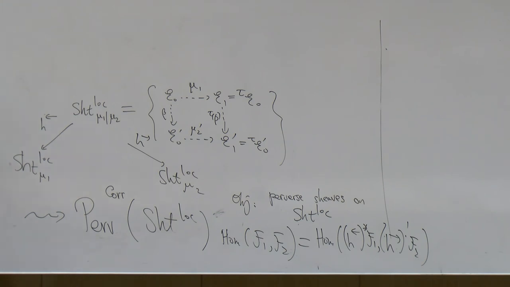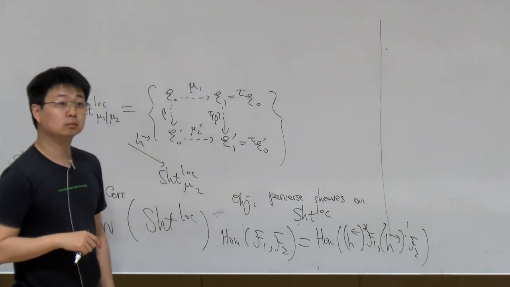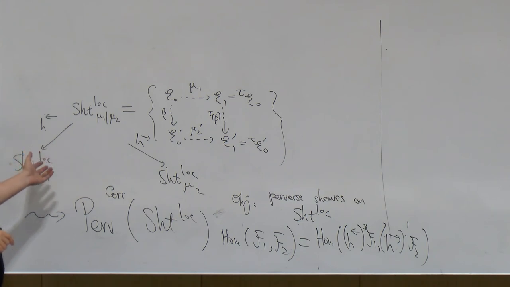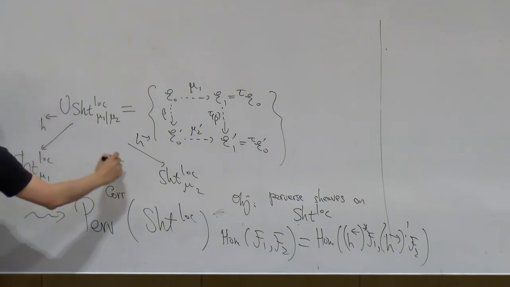Is there a reason you bound mu1 and mu2? Can't you let them be arbitrary? Every sheaf, of course, supported. Yes, so you might as well. Yes, then you take the union of all this.